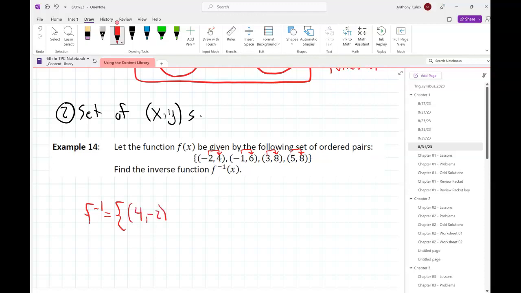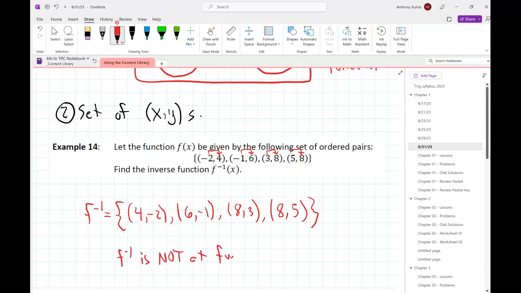It should take 4 to negative 2, 6 to negative 1, and then 8 to 5. That's good. That's what my f inverse should do. Let's look at this though for a moment. Is this f inverse a function? Why not? Because 8's going to 2 different spots. Yeah, very good.